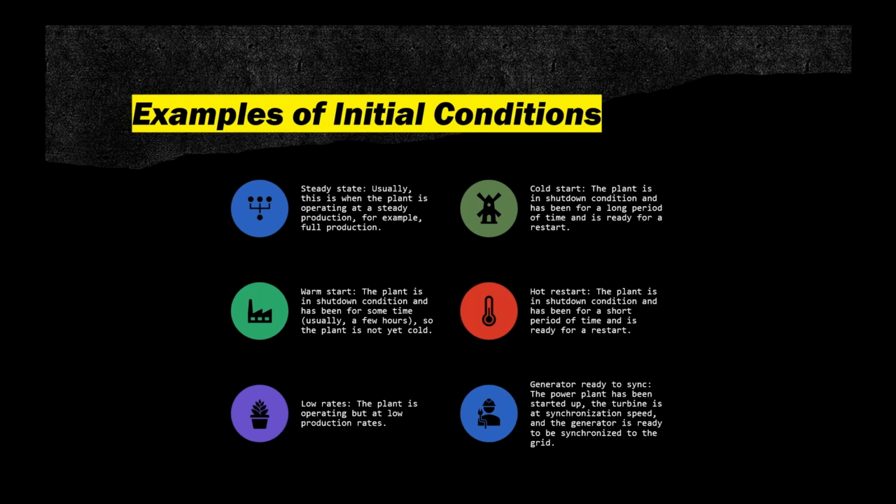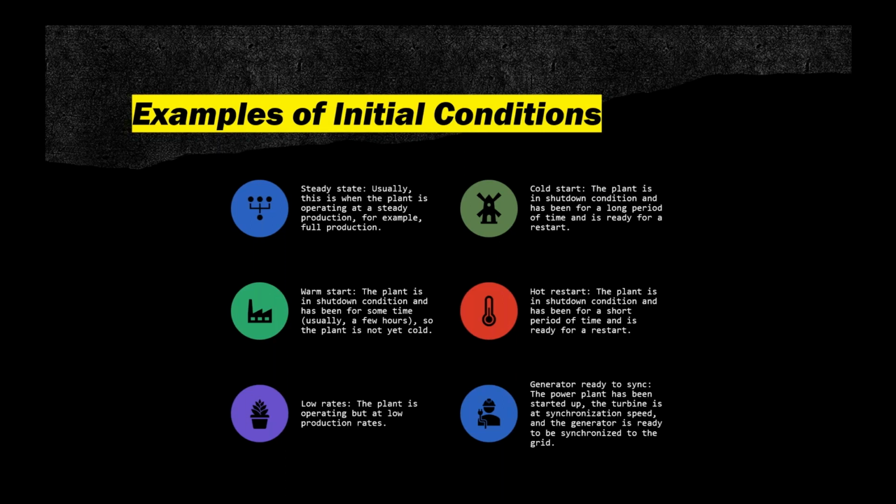Sometimes you can do an initial condition at low rates. Some plants produce at a really low production rate because they don't want to shut down, but they want to make sure that the flow is stable at the low production rate. No need to keep the machine cold; make it hot, make it warm all the time.